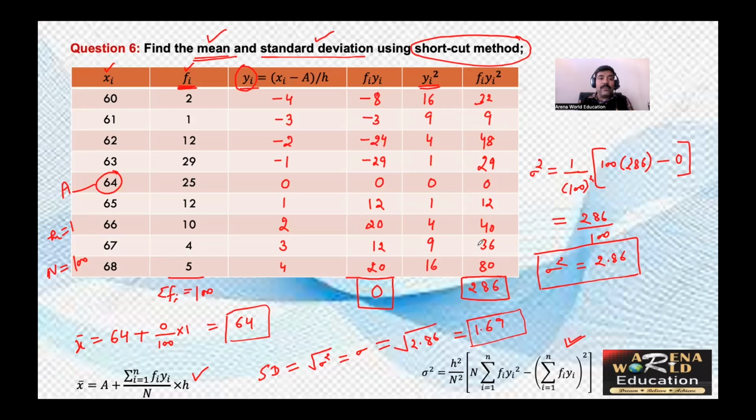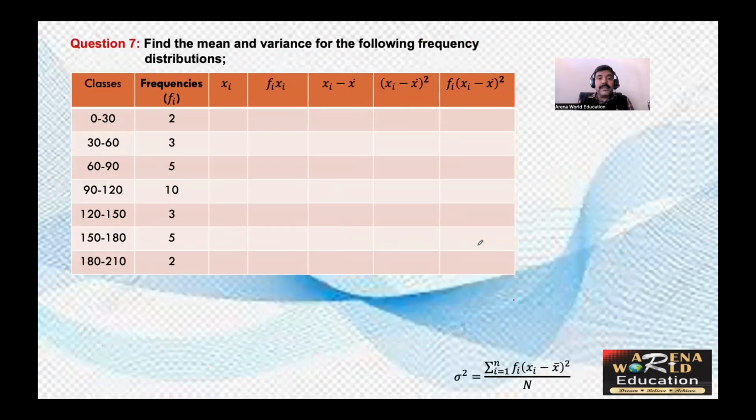Now let us solve another question. Question number 7. Here we have to find the mean and variance for the following frequency distribution. Here you can see the class interval is given and fi are also given. So what is the first step? We will find xi.